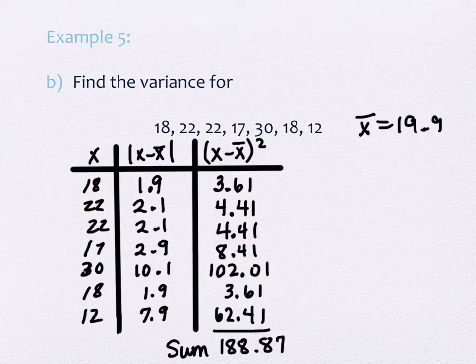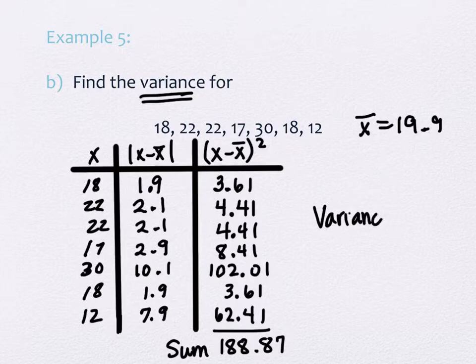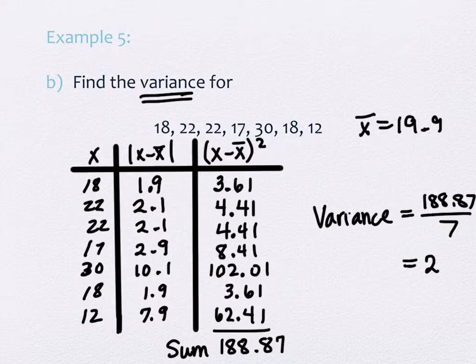Okay, look back at the directions on this one. It says to find the variance. So I'm going to find my variance. And that would be the 188.87 divided by 7, which gives me what? Okay, 26.98, or 27 if you were using just one decimal.